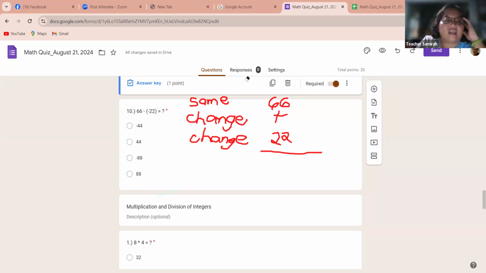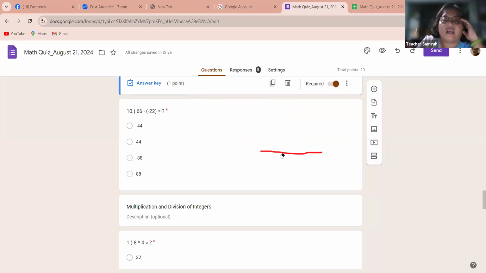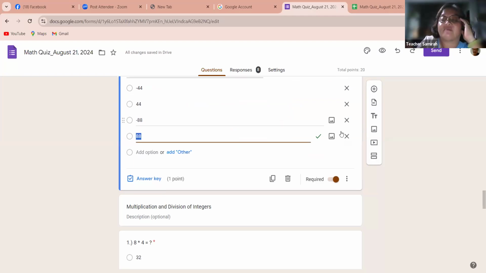Let us see, okay? So do not forget the same sign, the same change rule regarding subtraction. Okay, positive 88. Very good.